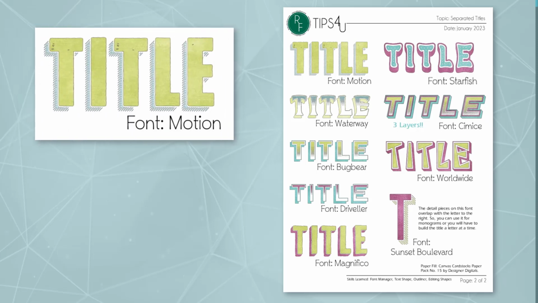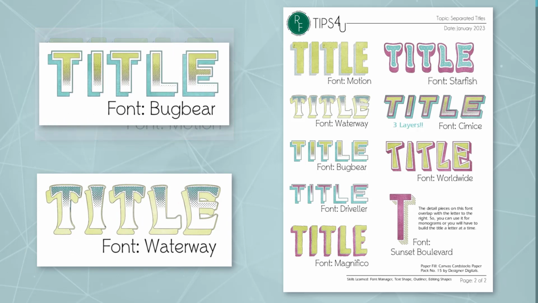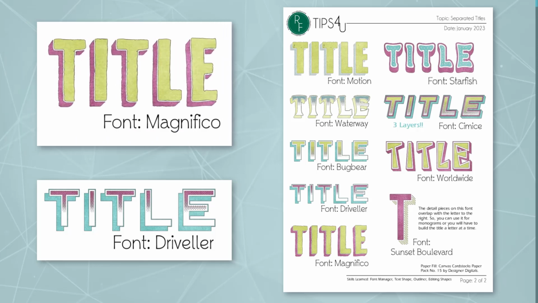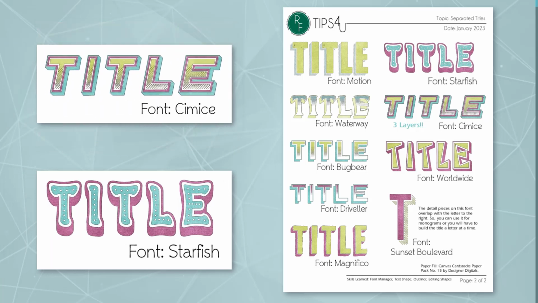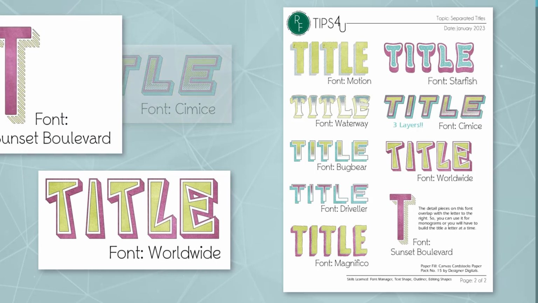There's Motion, Waterway, Bugbear, Driveler, Magnifico, and then on the right there's Starfish, Cimice, which are 3 layers, Worldwide, and Sunset Boulevard.